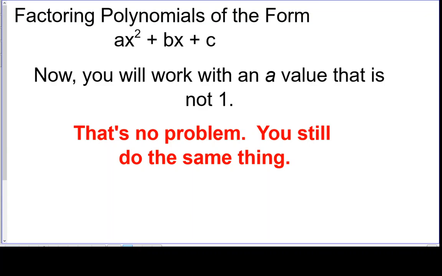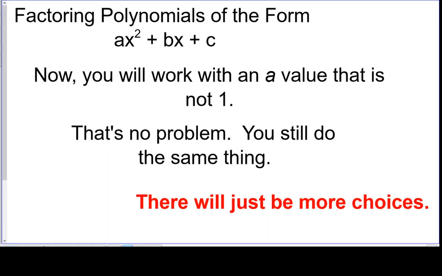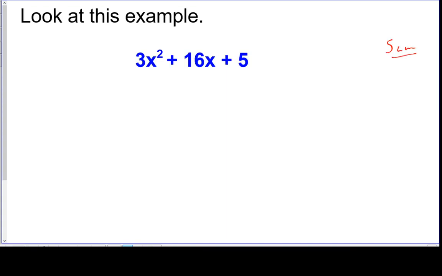No problem. We're still going to do it the same way. There just might be more choices as we're looking at the factorization. So let's look at this and think about how we can do this. So we've got this trinomial and we want to factor it. I'm going to start by doing what we did last week. I want to think, alright, how can I make two binomials that I can multiply together to give me 3x squared plus 16x plus 5?